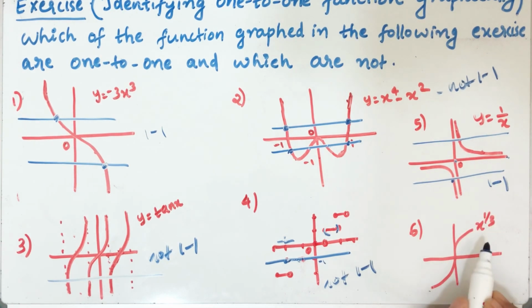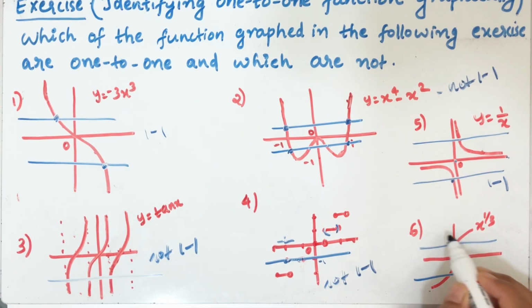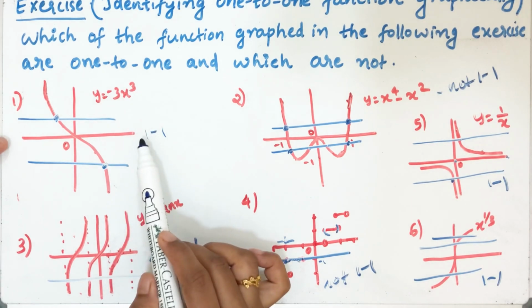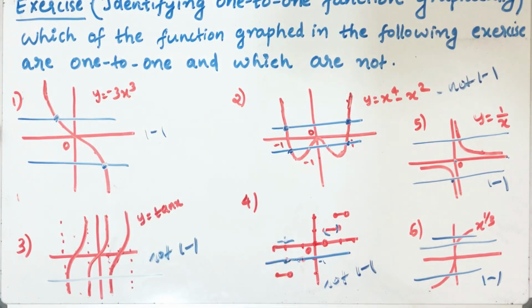Like that, y equal to x raised to 1 by 3. If we take any horizontal line, it meets at most 1 point. So it is also 1-1. So y equal to minus 3x cube, the first question, the fifth question, y equal to 1 by x, and the sixth question, y equal to x raised to 1 by 3, are 1-1. And the second, third, and fourth are not 1-1.